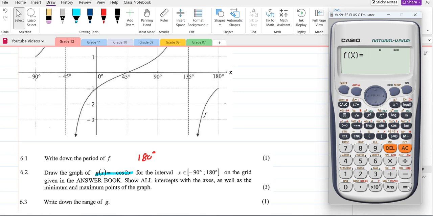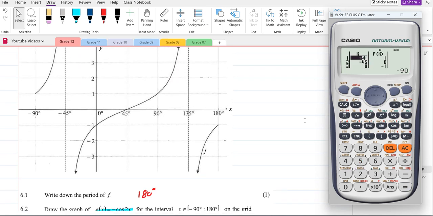So minus cos 2 alpha x, close bracket, equals g of x. We don't want anything, minus 90 starting value, enter the value, end at 180, and very important is the steps. We don't want to step 1, we want to step 45 degree intervals. Now press equals, you get all the values.